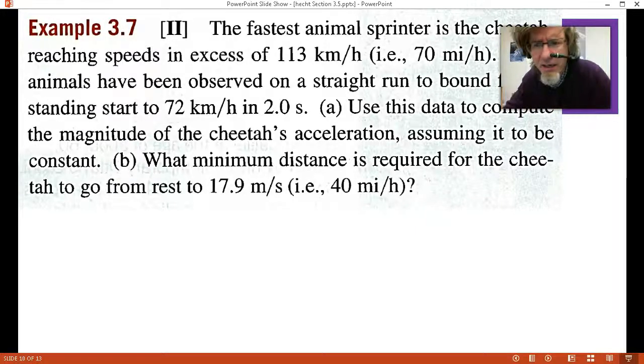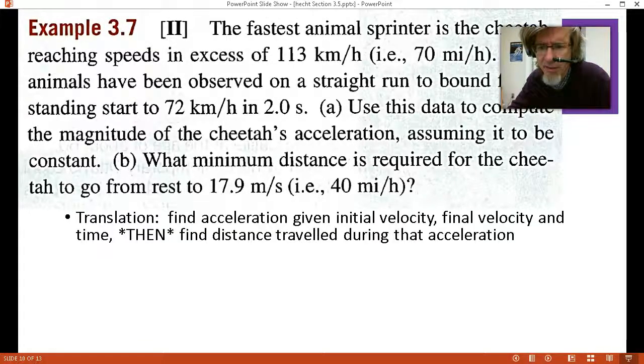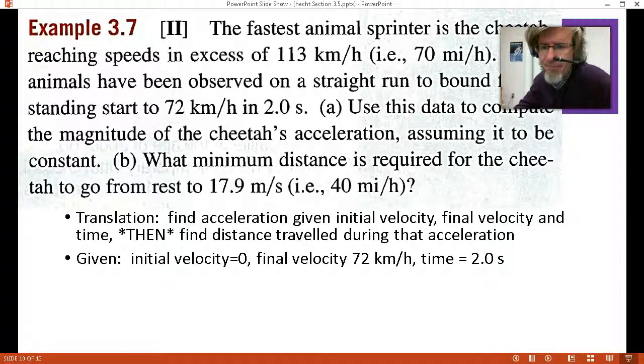So let's talk about the 2 problems together for a second, but then we have to solve them separately. Translation. All right, for part A, find the acceleration given initial velocity, final velocity, and time. Then, find the distance traveled during that acceleration. All right, here's my given. Given initial velocity, 0, so standing start for the cheetah. Final velocity, 72 kilometers per hour.